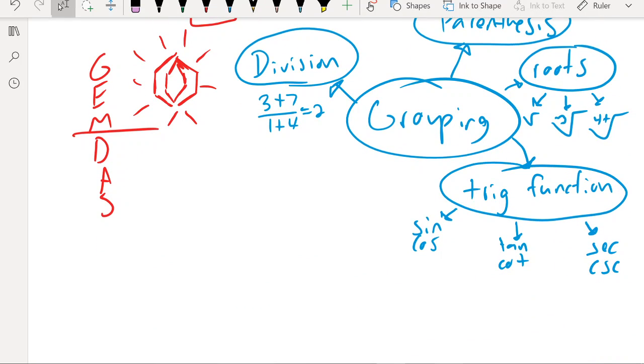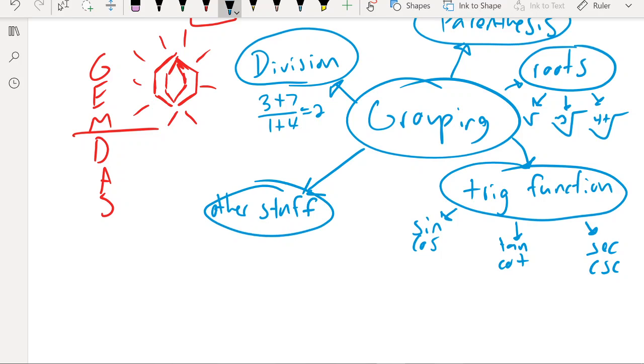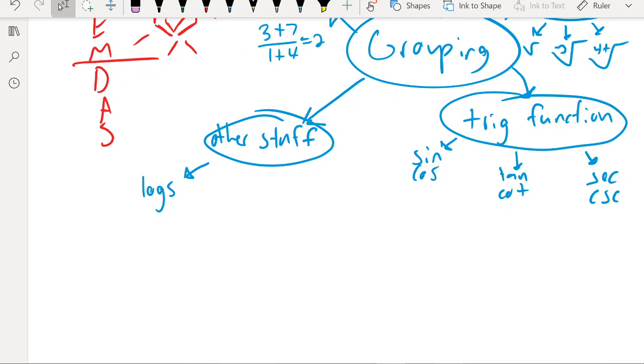And I'm trying to think what else. Well, let's just say other stuff. So other stuff could be like logs, logarithms is what I mean there. And just other functions. So you have logarithm functions, exponential functions, which normally you wrap with parentheses anyways, but I'll go ahead and list them there. Logs, exponentials, complex numbers, right? I, E, limits maybe.